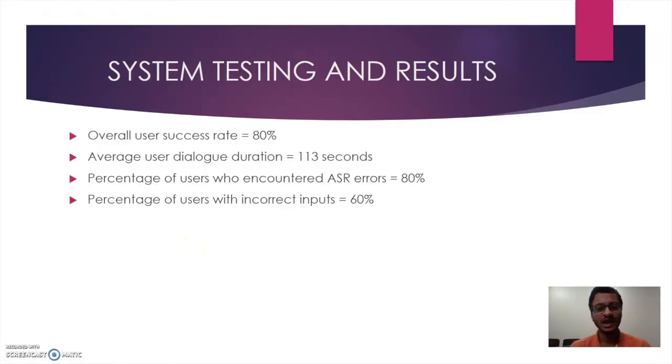Hi, I'm Prasad. We'll be talking about the system testing and results. After round-robin evaluation, we calculated the following results. We found the overall success rate to be 80%. We also calculated the average user dialogue duration, which was 113 seconds. We also calculated the percentage of users who encountered ASR errors, which is 80%. We also calculated the percentage of users with incorrect inputs, which is 60%.